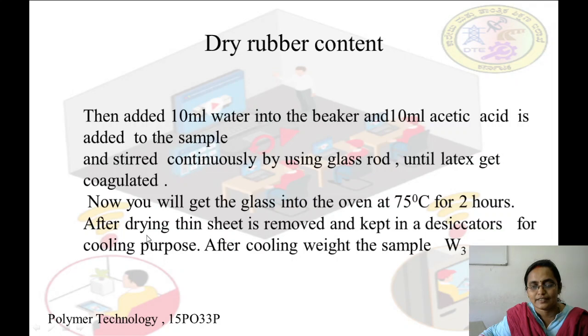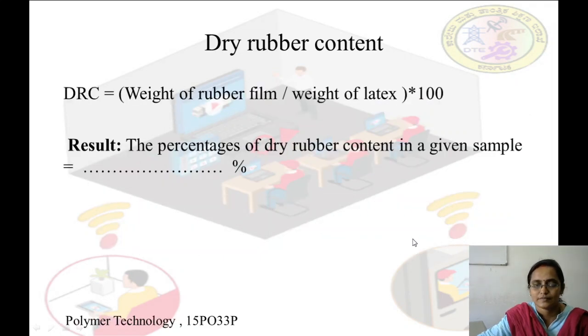After drying, the thin sheet of rubber film is removed. It is kept in desiccators for cooling purpose, and after cooling, the weight of the sample is taken as W3. Now, the DRC or dry rubber content of the film will be weight of the rubber film divided by weight of latex into 100. The result obtained is the percentage of dry rubber content in the given sample.